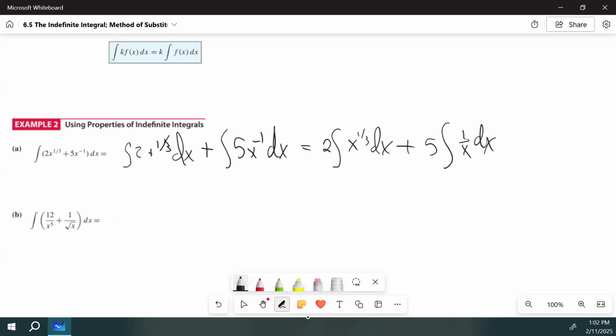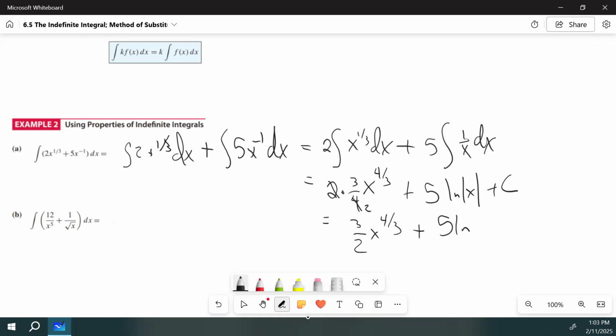Okay. Now, this is going to be 2 times the antiderivative of x to the 1/3, which is x to the 4/3 times 3/4, plus 5 times the natural log of the absolute value of x plus c. Now you don't have to put a plus c on the first integral and the second one because you're going to add them together. You just need one plus c at the end. Okay, so the 2 and the 4 are going to cancel, and then our final answer is going to be 3/2 x to the 4/3 plus 5 natural log absolute value of x. Don't forget the plus c there.